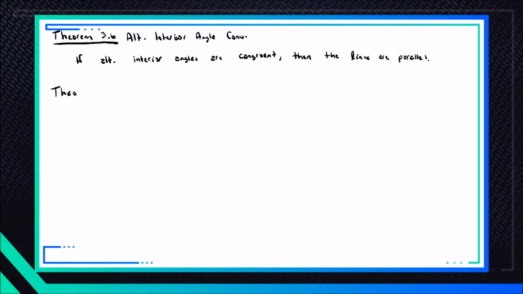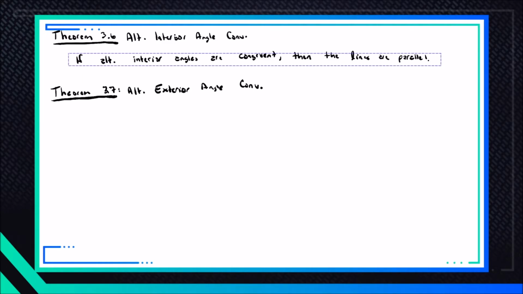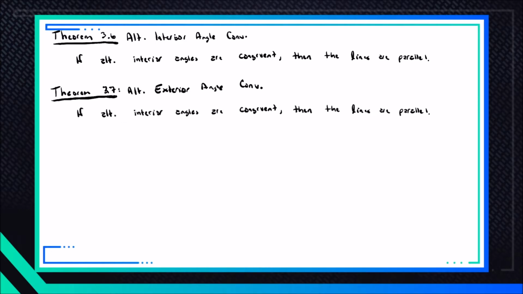Likewise, theorem 3.7 is going to state the alternate exterior angle converse, and it's going to say that if the alternate exterior angles are congruent, then the lines are going to be parallel. So all we need to do is replace the word interior with the word exterior.